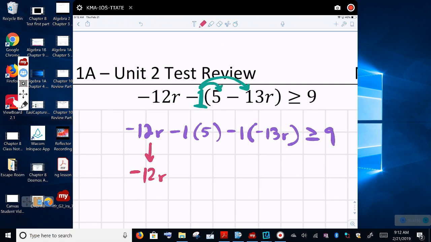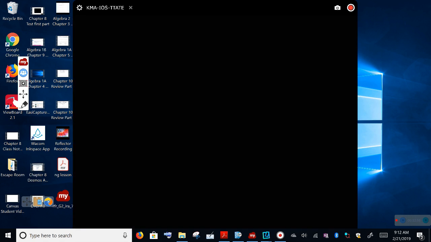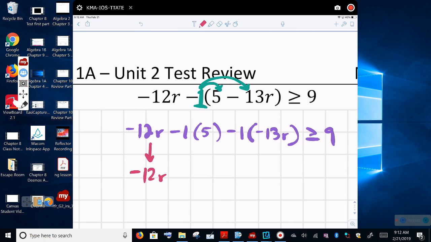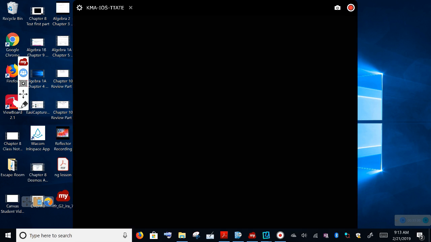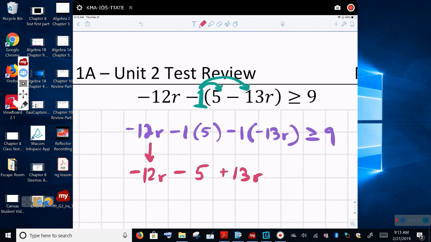So this is still -12r. -1 times +5, I know that's going to be negative 5. -1 times -13, that's going to be positive. How do you know it's positive? They're both negative, they have the same sign, so I will put a plus. And we're really just multiplying by 1. If you have a sibling in kindergarten, you could probably teach them anything times 0 or anything times 1, right?